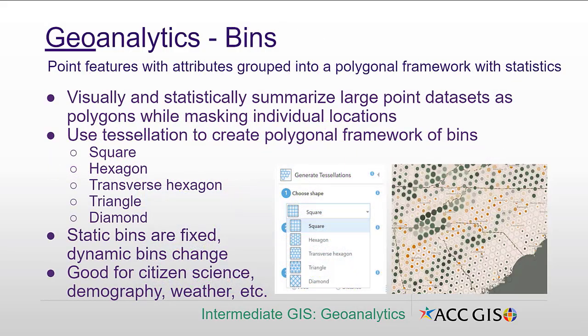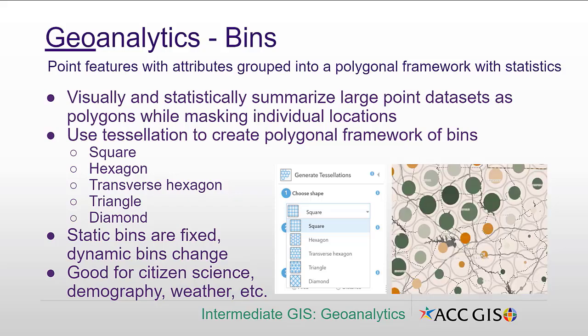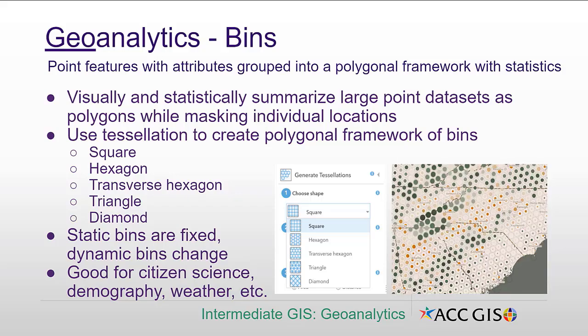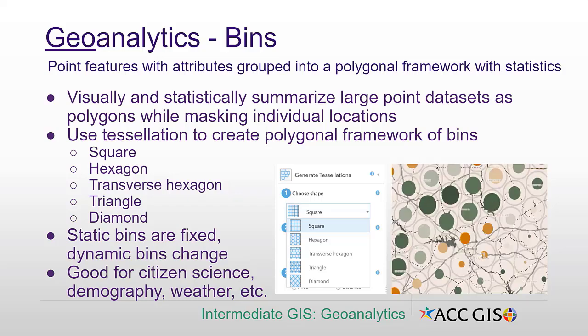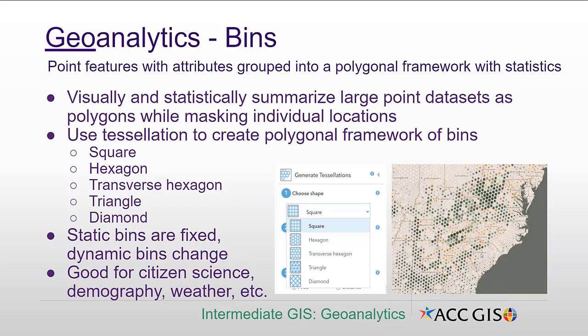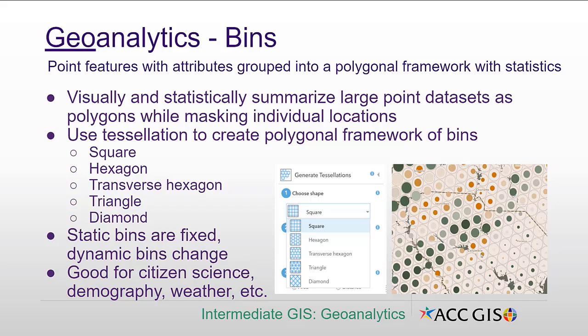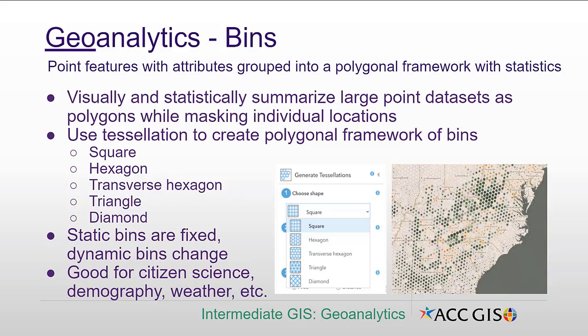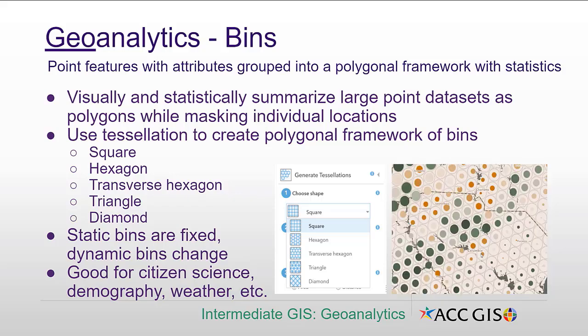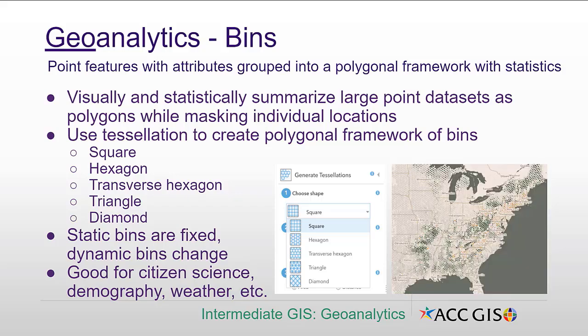We use bins to group point features with attributes into a polygonal framework with statistics. It's very similar to clusters, in which we visually and statistically summarize large point data sets, but this time, instead of clustering points, we summarize those large point data sets as polygons that allow us to mask individual locations.